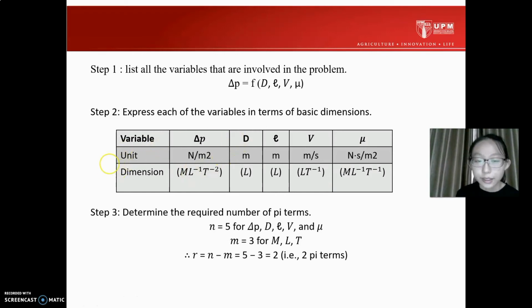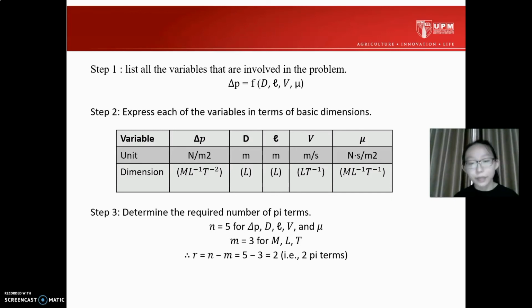D, the unit of D is meter and the dimension is L. Same as the length, unit is meter and dimension is L. For the velocity, unit is meter per second, the dimension is L per T. For the viscosity, unit is Newton times second per meter squared, so the dimension is M over L T.